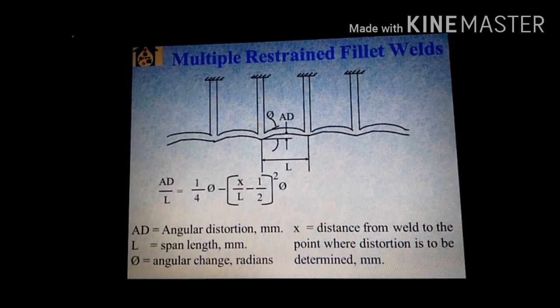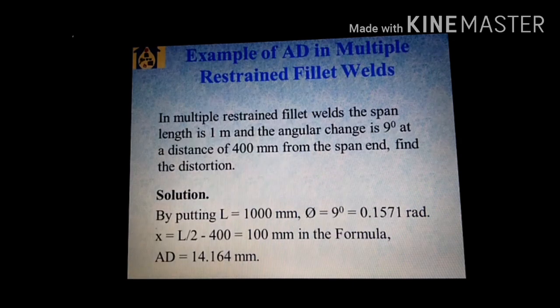Multiple restraint fillet weld. In multiple restraint fillet weld, the span length is 1 meter and the angular change is 9 degrees at a distance of 400 mm for the span. Find the distortion. Solution like this.